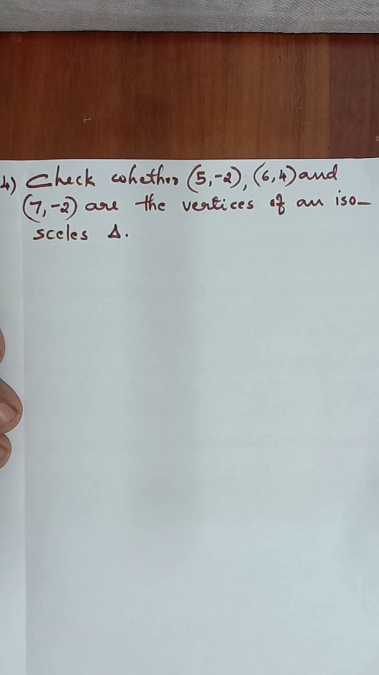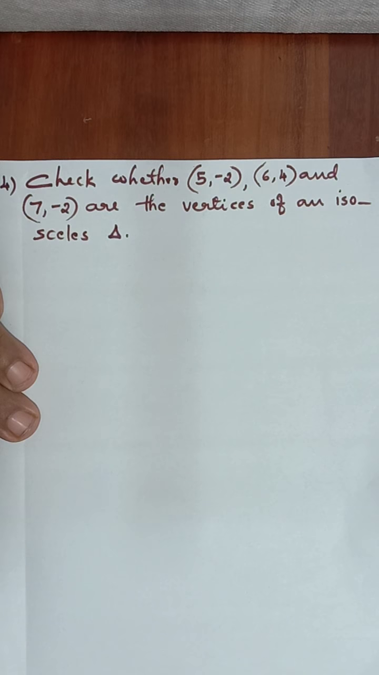Let us discuss the fourth question. Check whether 5, -2, 6, 4 and 7, -2 are the vertices of an isosceles triangle. First, you have to understand the condition for an isosceles triangle. In order to form a triangle, the 3 points should not be on the same line. They should be non-collinear. That means AB plus BC should not be equal to AC. That should be the first condition, non-collinearity.